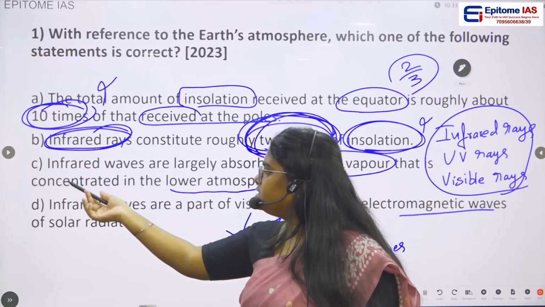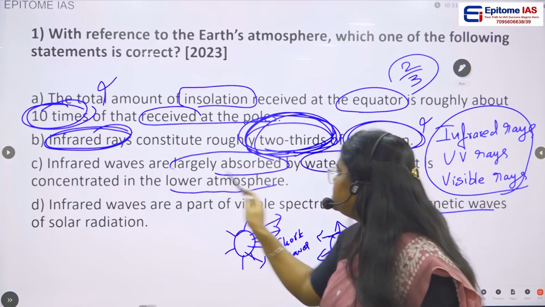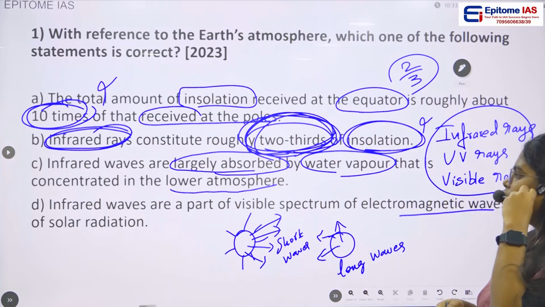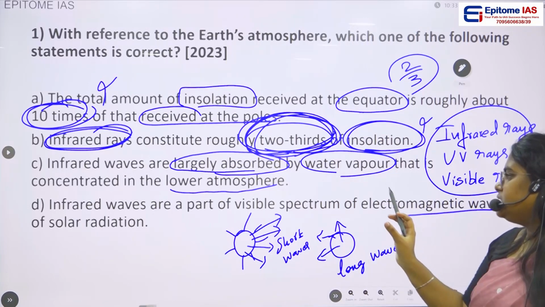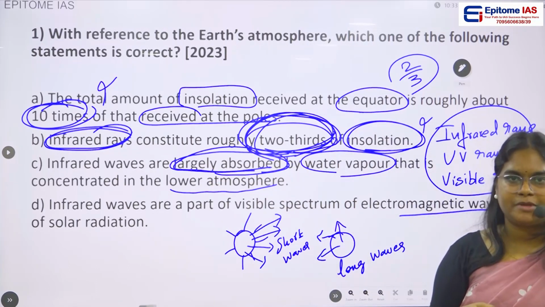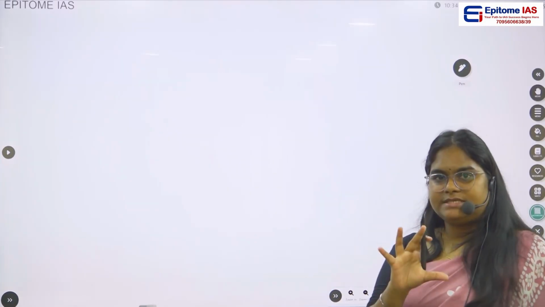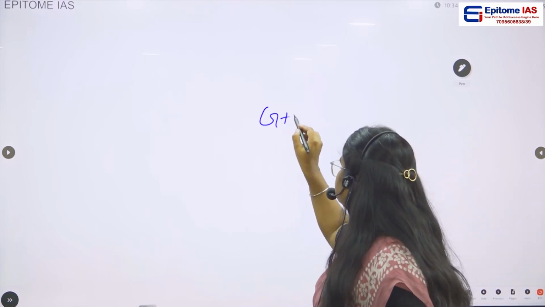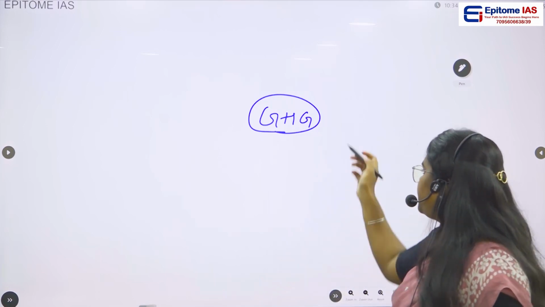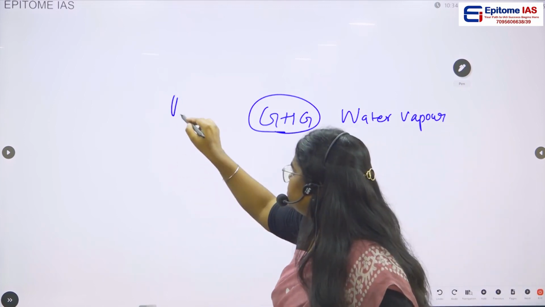Then we have statement C: infrared rays or infrared waves are largely absorbed by the water vapor that's concentrated in the lower atmosphere. First of all, what they are saying is the infrared waves are largely absorbed by the water vapor. Let me show you the picture. Yesterday we saw the atmosphere has greenhouse gases like carbon dioxide and other greenhouse gases. Apart from that, we have water vapor and we have dust particles and aerosols.